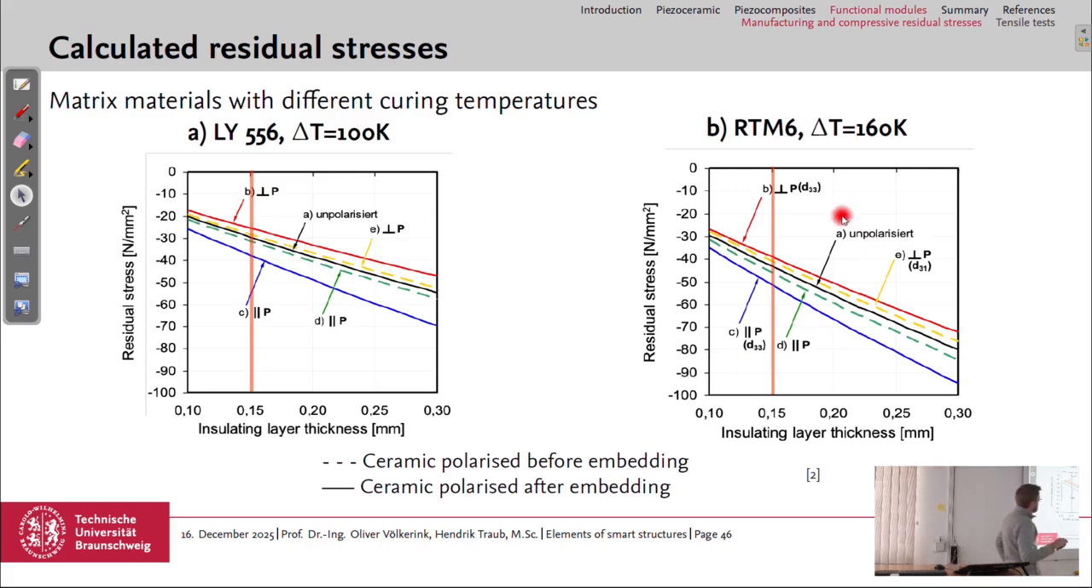And if we look at the other thermoset material, RTM6, the residual stresses at the same layer thickness are higher because our delta T is larger. But same overall trends.